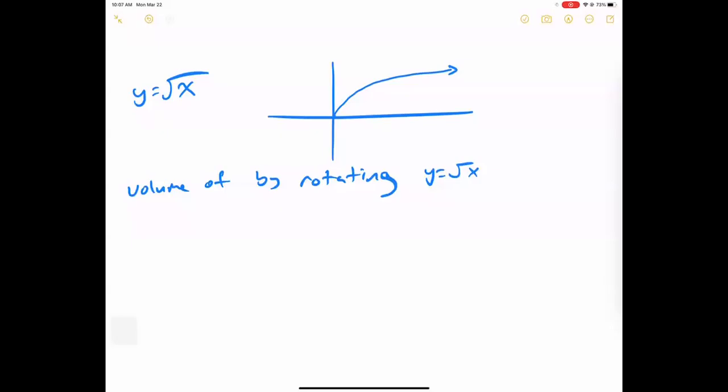Hi guys, sorry we jumped in halfway through the lesson, but find the volume of rotating square root of x across y is equal to 0. That means we are trying to rotate this graph in this way. Now, to help you draw a nice volume, you do a mirror image. Here's my mirror image, because as we rotate it, you're going to end up with this shape here.